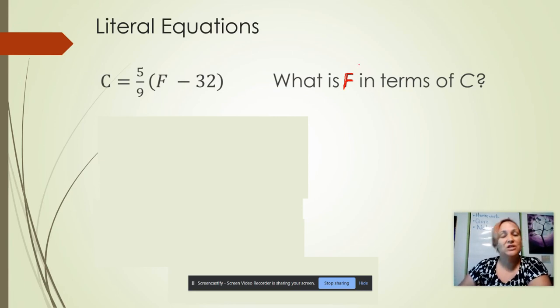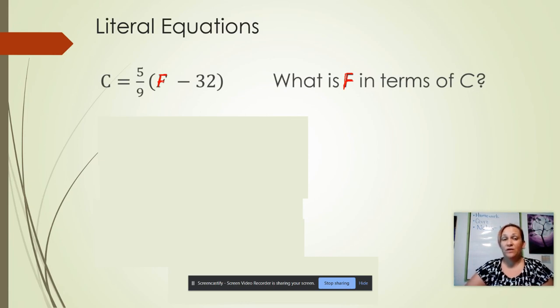Sometimes what I like to do with these types of problems where there are multiple different letters is take out a second color and write the letter that I'm solving for in a different color. That way I remember this is the letter I want to get by itself and I don't get confused halfway through the problem. So I'm going to write that letter F in a red marker instead of the black that everything else is written in, so that I remember I want to get the letter F all by itself.